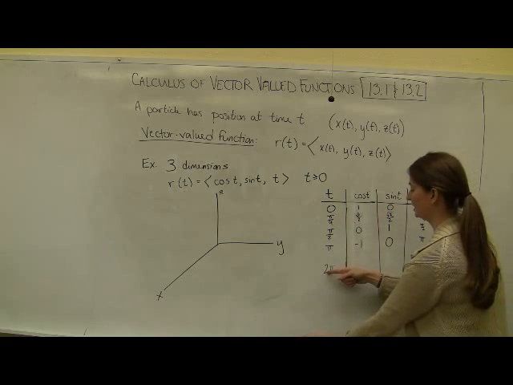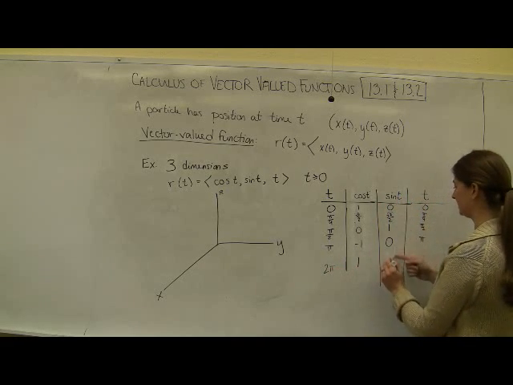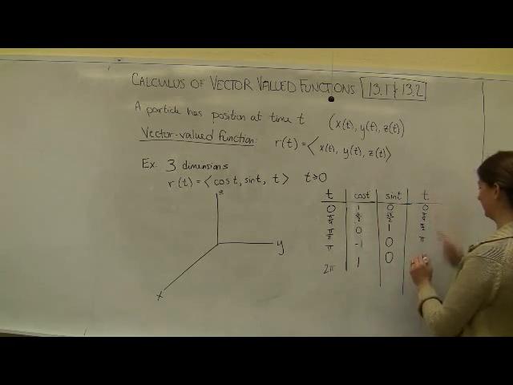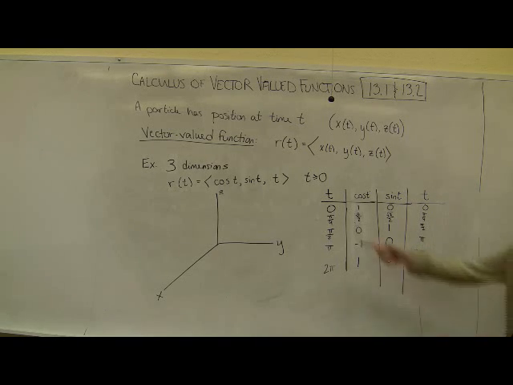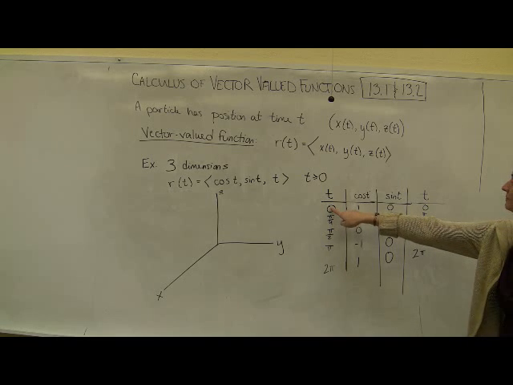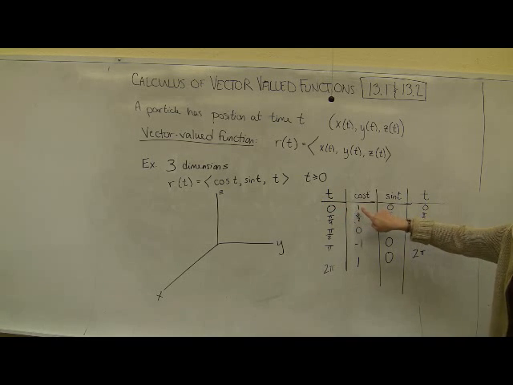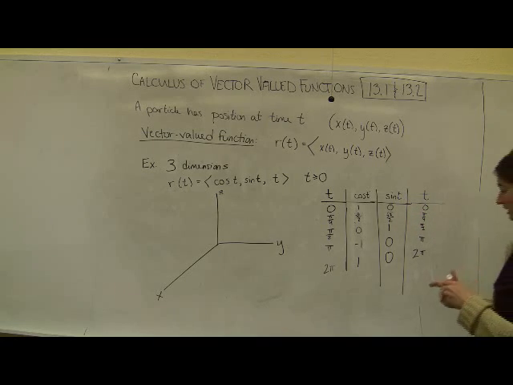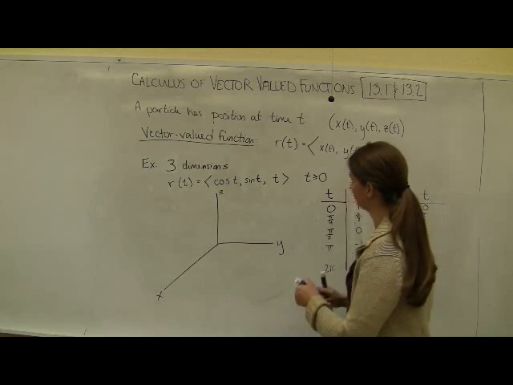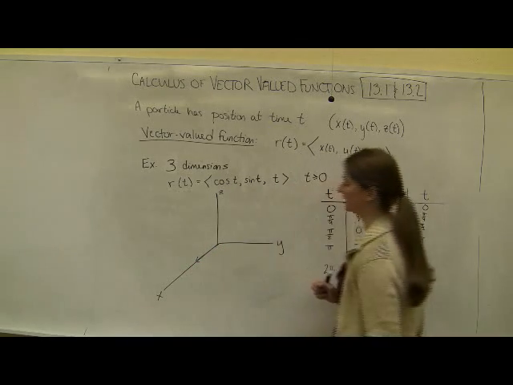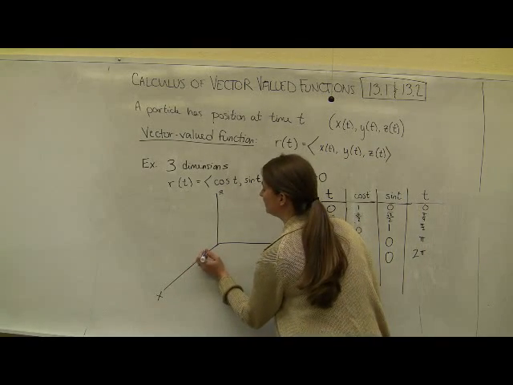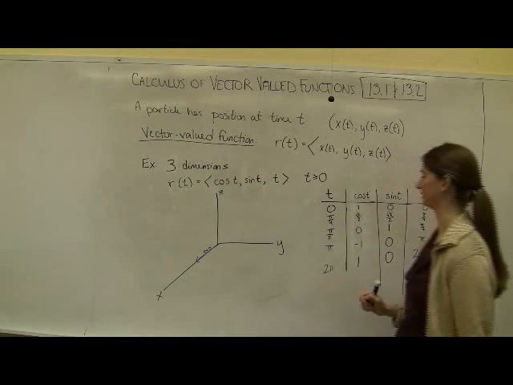The cosine of 2 pi is 1, the sine of 2 pi is 0, and t at this point is exactly equal to 2 pi. So reading across, at time 0, I'm given one single vector. It's the vector 1, 0, 0. So I'm going to add that to my picture. I'm moving 1 in the x direction and 0 in the y and the z direction. This is my time equals 0 vector.